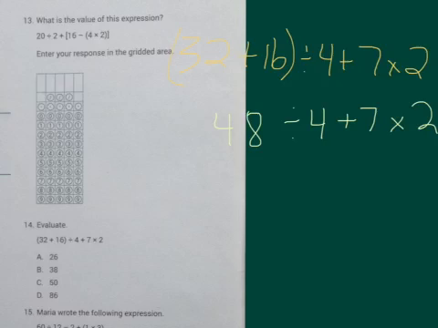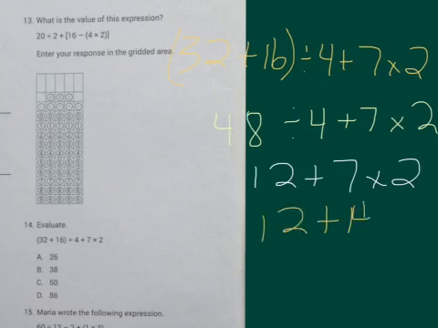We're going to say 4 divided by 18 is going to be 12. Plus 7 times 2. So we're going to say 7 times 2 is going to give us 14. So we're going to say 12 plus 14. And that's going to give us 26. So number 14 is A. Let's go ahead and look at number 15.